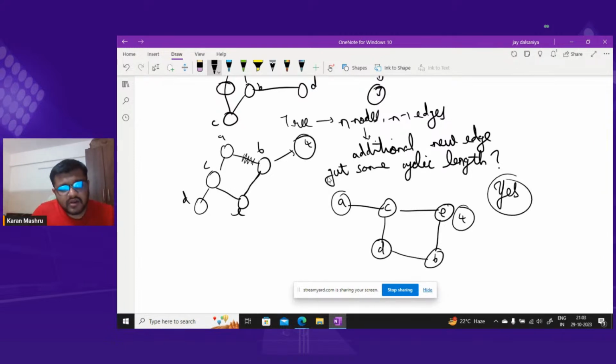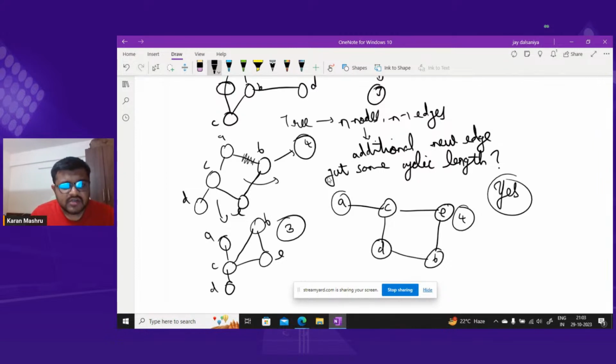Now here another possibility was A is there, then A and C are connected, C and D are connected, C and E are connected, E and B are connected, right? I removed an edge between A and B. I could have added an edge between B and C, but this will give me a cycle length of 3, and the original cycle was of length 4, right? So I wanted to obtain a cycle of length 4 only, and it was possible. So I returned yes. Now, is the question clear?